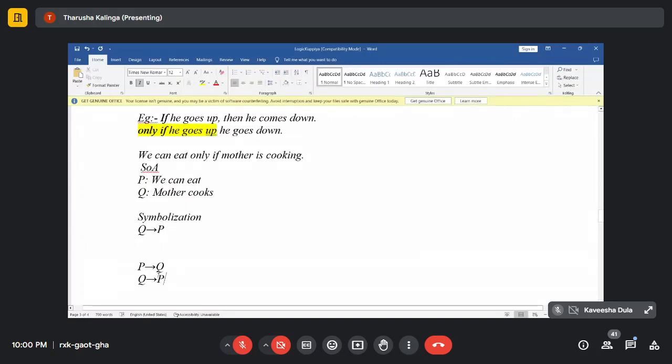This is what we call the converse. Then, if we get the inverse, what is the inverse of this? Anybody here to tell me the inverse of this? Inverse.